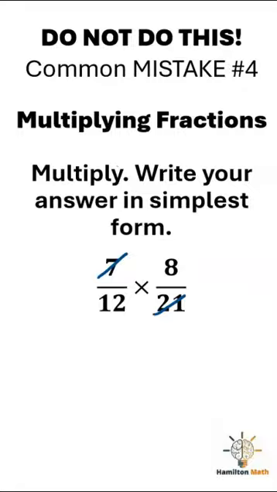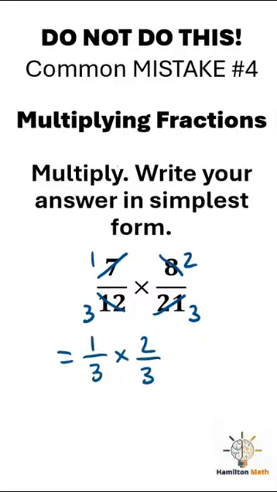So if I divide 7 by 7, I get 1. If I divide 21 by 7, I get 3. And so that simplifies now. We get 1/12 times 8 over 3. So now we're doing the same thing with 8 and 12. Looking at 8 and 12, I can go ahead and divide both of those by 4, and that gives me 2 and 3. So this becomes 1/3 times 2/3, which gives me 2 over 9. A much quicker and much easier way to do this.